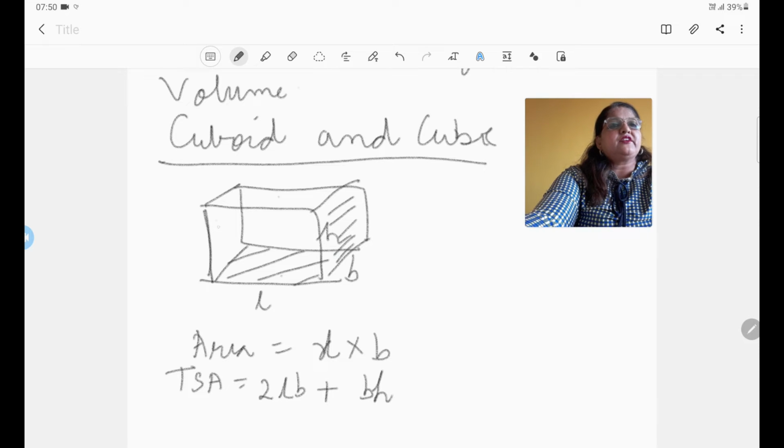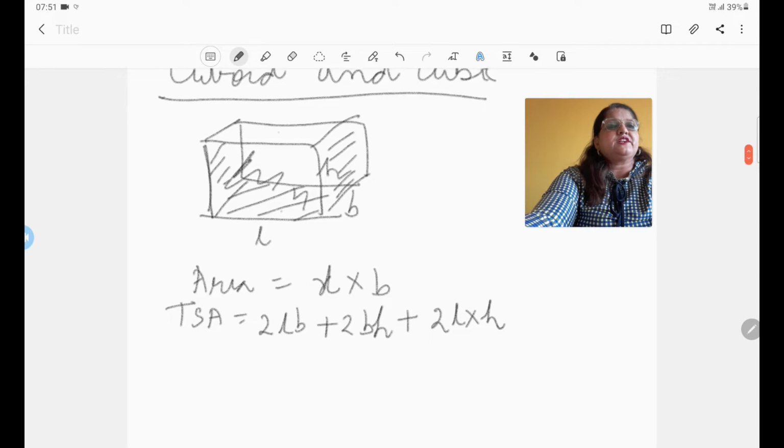There is a similar rectangle on its opposite side, so 2BH. Now what is left? The front side of the box, so that's L into H, and the side opposite to that is also similar in area, so 2LH. So this is the total surface area.